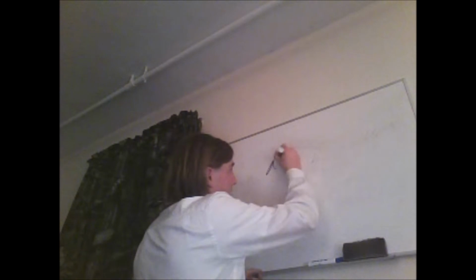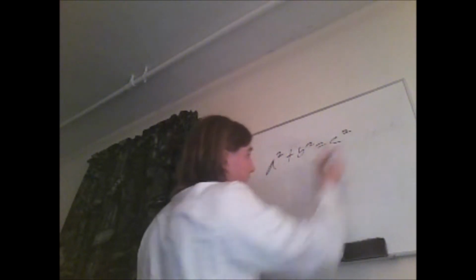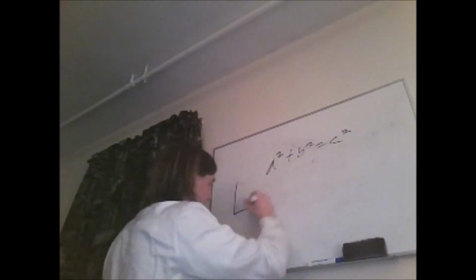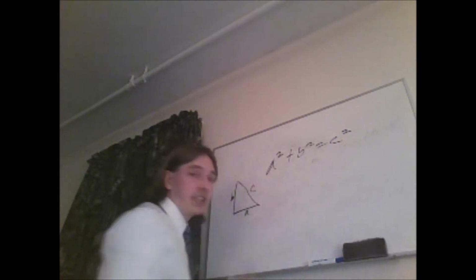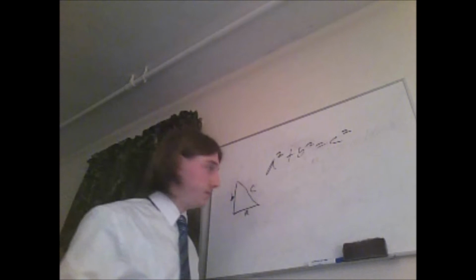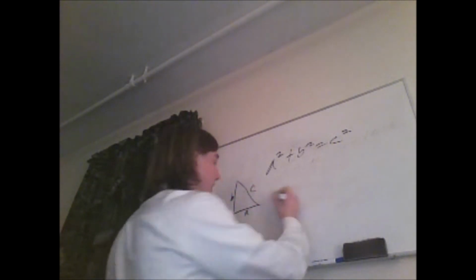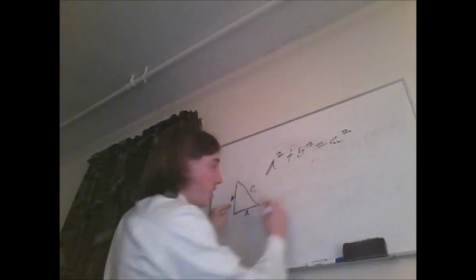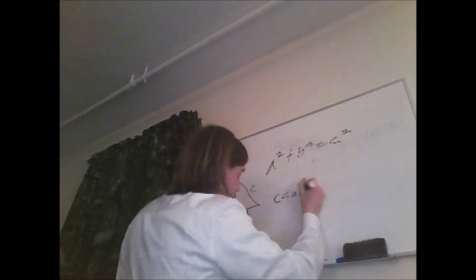Now you know the Pythagorean theorem is a squared plus b squared equals c squared, all corresponding to the sides of a triangle, with c being the hypotenuse. Now, we know about a triangle that the sum of the two sides must be greater than the hypotenuse. So c must be less than a plus b.